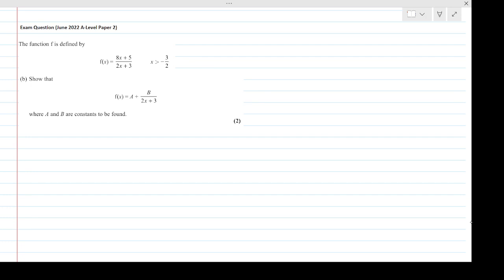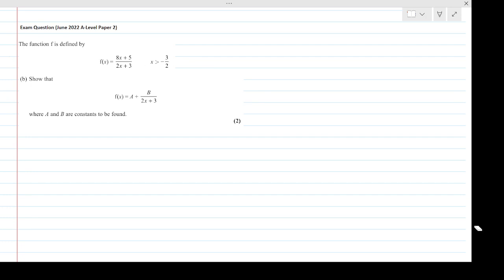But hopefully you get an idea of how to do division now after I've done some examples. But we're going to jump into some exam questions then to finish off. So firstly, we're given a function f, which is defined by this.